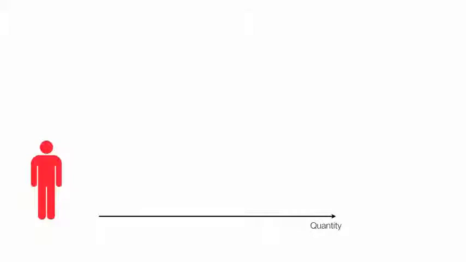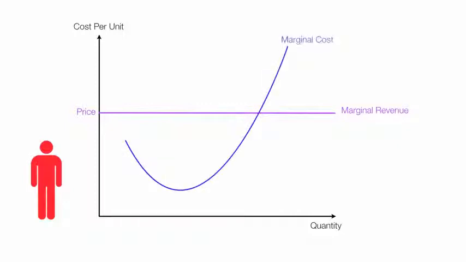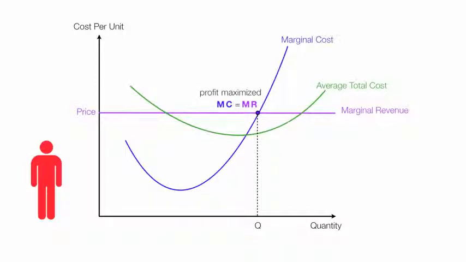I'm going to put quantity on the x-axis and cost per unit on the y-axis. And price is fixed for an individual supplier. That's what this is. And marginal revenue and price and demand are all the same thing. That's the marginal cost curve, the average total cost curve, and finally the average variable cost curve. A supplier will produce a quantity where, right there at that point, marginal cost, MC, is equal to marginal revenue, or MR. That's where profits are maximized.